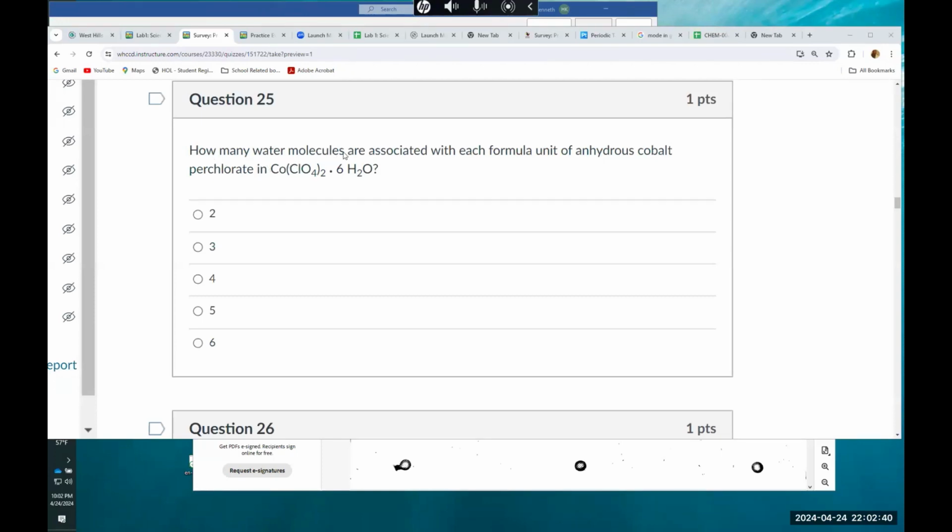How many water molecules are associated with the formula unit of anhydrous cobalt perchlorate, Co(ClO4)2 dot 6 H2O? 6. You're like, that's a good way to end with an easy question, right?